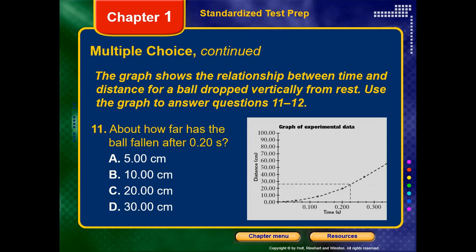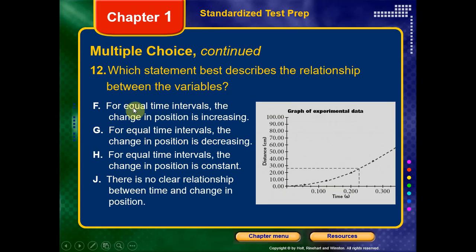The graph shows the relation between time and distance for a ball dropped vertically from a wrist. Use the graph to answer questions 11 to 12 about how far the ball has fallen after 0.20 seconds. From the time here, this is 0.20 seconds, and the distance will be like this, 20 centimeters.